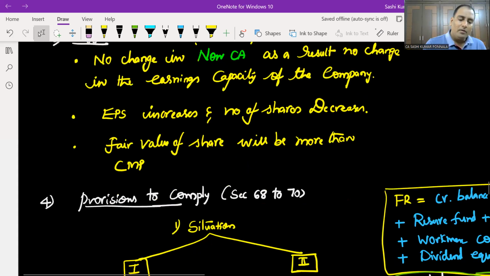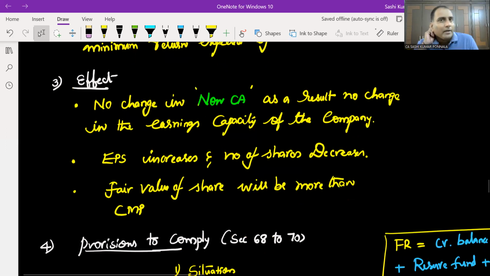Then, what is the effect of buyback? I told you buyback is undertaken from the large surplus cash. We are not disturbing any non-current assets in the balance sheet. You are not selling any plant, you are not selling any machinery, you are not selling any land, you are not selling any building. So non-current assets will remain intact before and after the buyback of shares.